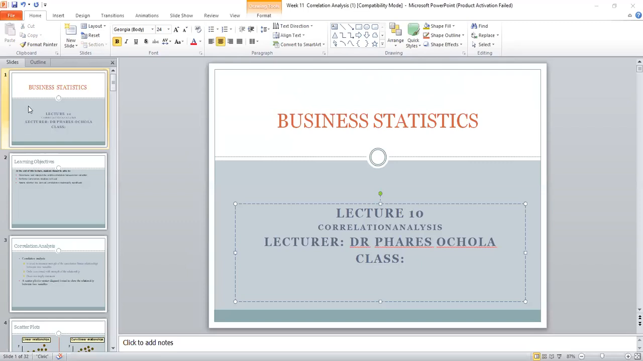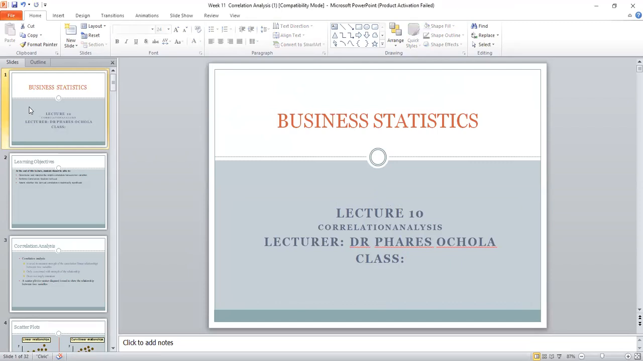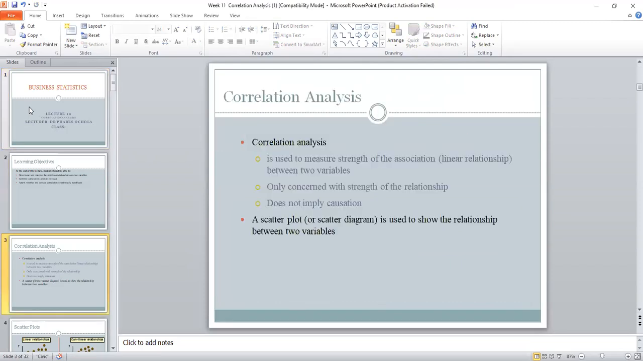So, correlation analysis. I'll make this very simple. Let me just tell you what correlation is. Correlation by its nature is not causation. When two variables x and y are correlated, it does not mean one causes the other. Correlation is just movement.